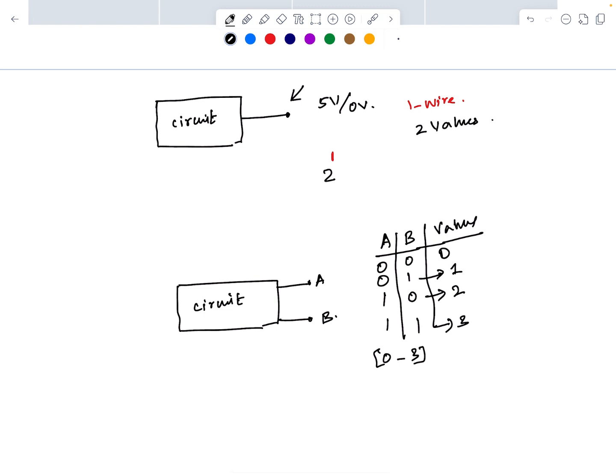Again, the relationship with the number of wires is 2 power the number of wires. The red one represents the number of wires. So with two wires I can represent 4 values, and in the one-wire case I can represent 2 values, which are 0 and 1. In this case, 0 to 3.